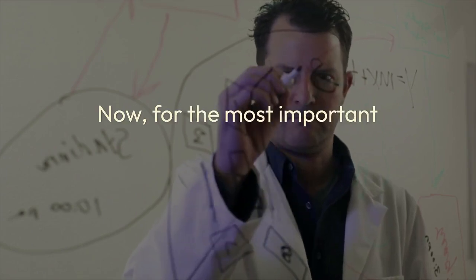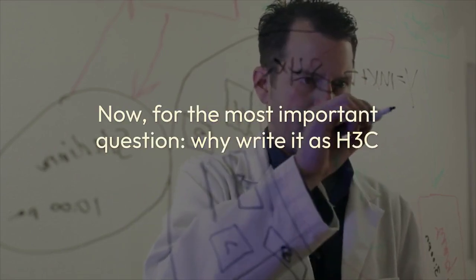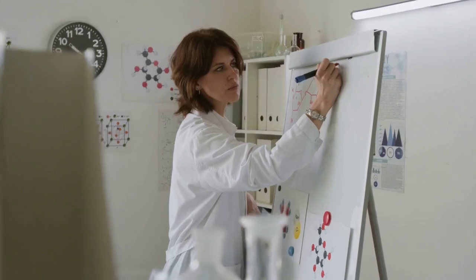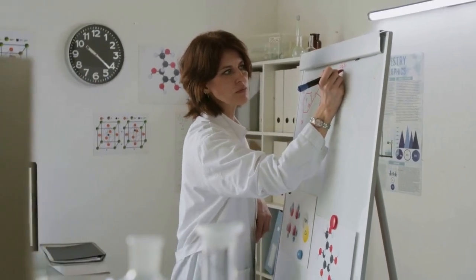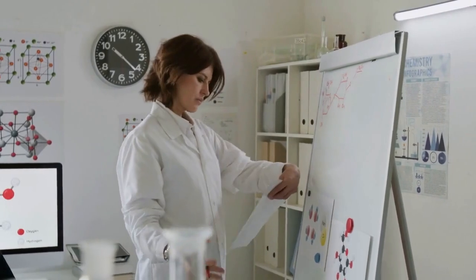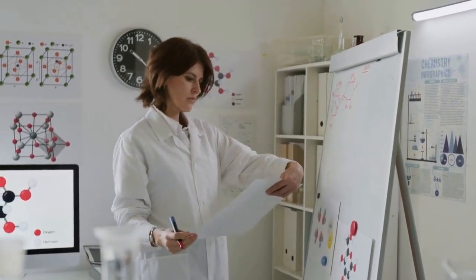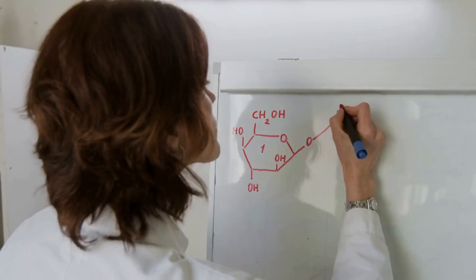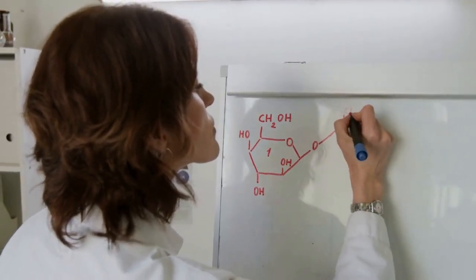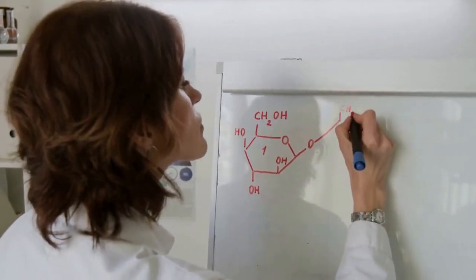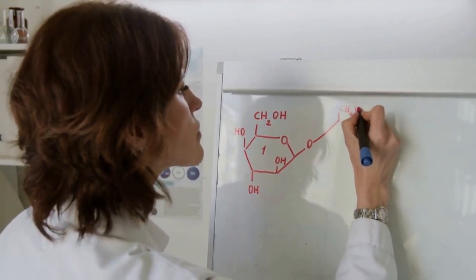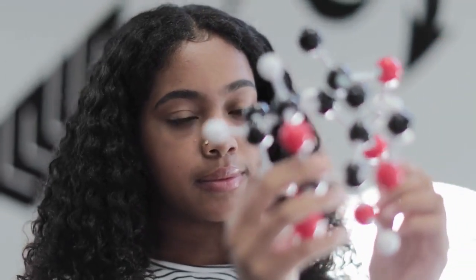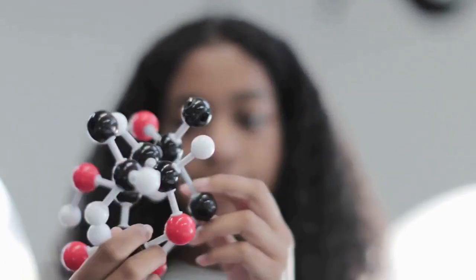Now, for the most important question, why write it as H3C instead of CH3-? The answer is all about clarity and showing connectivity. In organic chemistry, we draw structures to show which atoms are bonded to which. The lines or dashes in a structure represent chemical bonds. When we write H3C-, the dash is placed right after the carbon atom. This visually tells you that the carbon atom is the one forming a bond with the next part of the molecule. The 3 hydrogen atoms are just attached to that carbon.